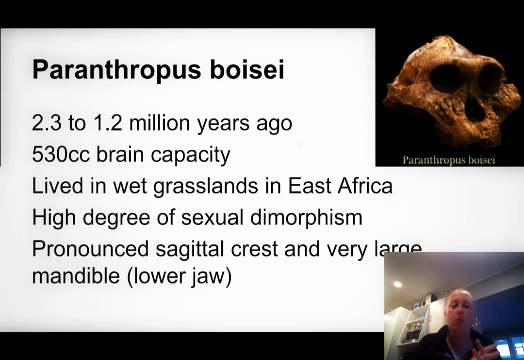Lived in wet grasslands of East Africa. Again, a very high degree of sexual dimorphism, so the males were a lot bigger than the females, though I don't know how many female or male fossils have been found. They had a very pronounced sagittal crest, which is this kind of bit that goes through the middle of the skull, and a very large mandible, though that picture there obviously doesn't show the mandible, which is the lower jaw. So like I said, a lot of people still think they should be classified as Australopithecus and not be their own family.